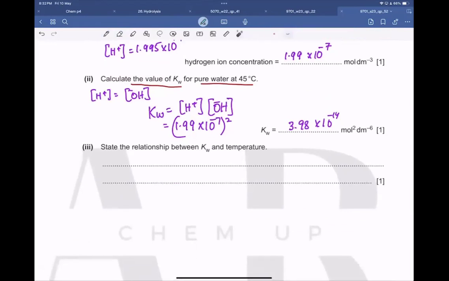Now, state the relationship between Kw and temperature. So, at 25 degrees Celsius, if you recall, Kw is 1 exponent minus 14. So, at 45 degrees Celsius, it's 3.98 exponent minus 14. So, it means that they are directly proportional, right?